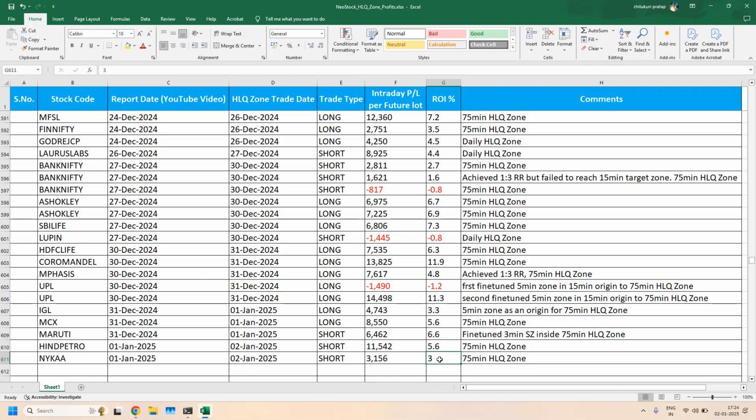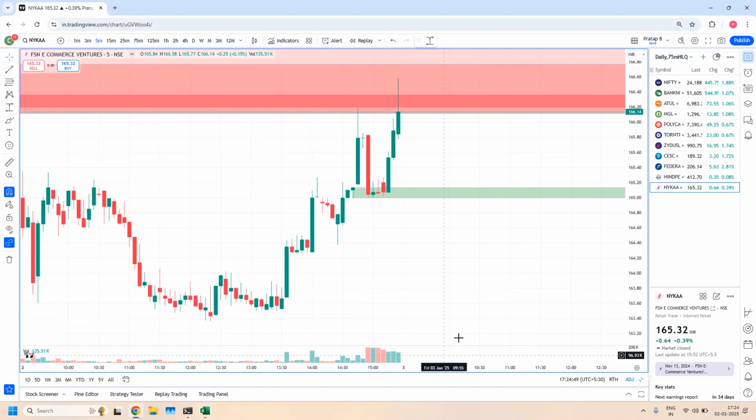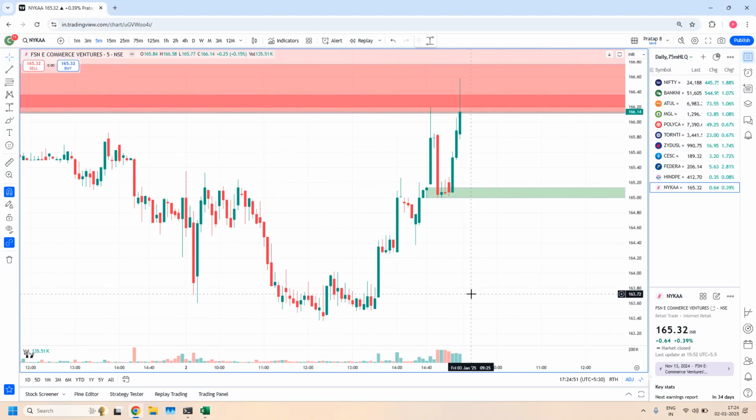That too, before closing, just 45 minutes or half an hour before closing the trading session, you got this trade. Okay, this is the one. There is one more trade, but we didn't really consider it. Why didn't we consider it? Because it did not reach the target.